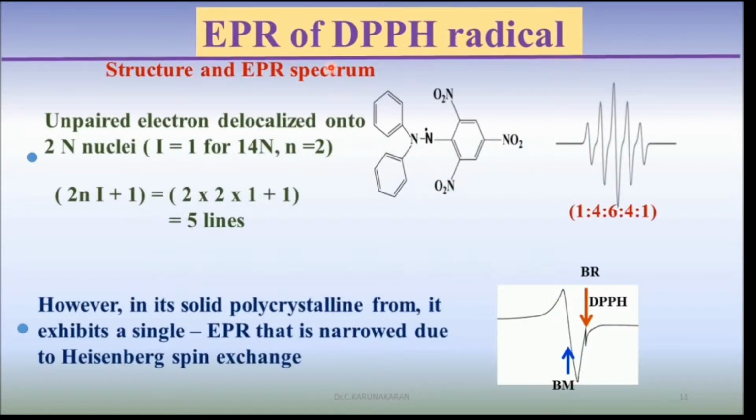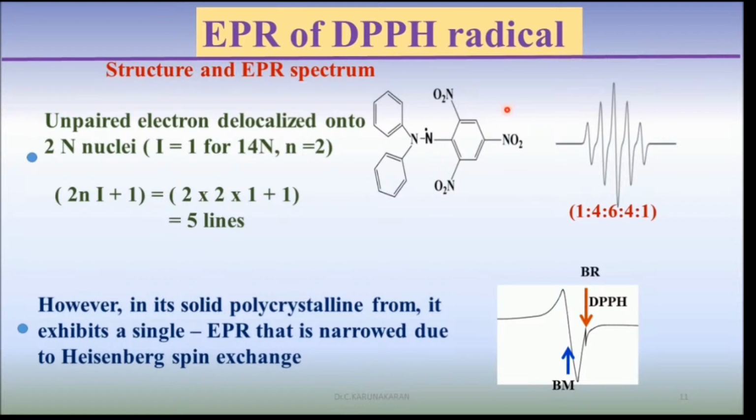Here we will study the EPR of the DPPH radical. It is an EPR reference compound, similar to TMS, tetramethylsilane, in NMR. DPPH, diphenyl picryl hydrazyl radical, is a reference for EPR. It is a field marker. For example, this is the EPR spectrum in the solid state. It exhibits a single line because of exchange narrowing due to Heisenberg spin exchange. DPPH in the solid state gives a single line due to exchange coupling, exchange narrowing.